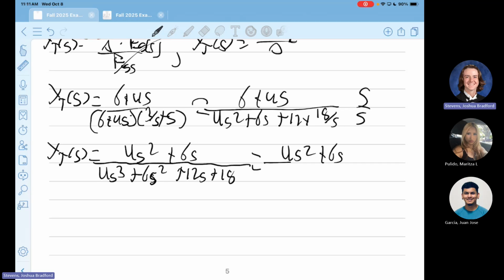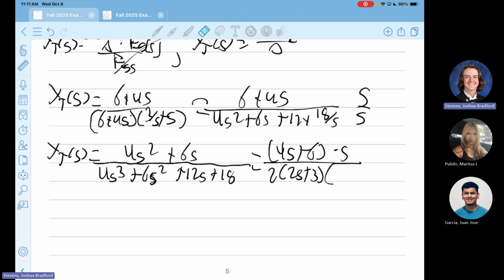4s squared plus 6s over 2 times 2s plus 3. I'm going to factor that. I'm sorry, I'm going to factor the numerator as well. The numerator is relatively easy. 4s plus 6 times s. That's the numerator. Does everybody agree with me on that?